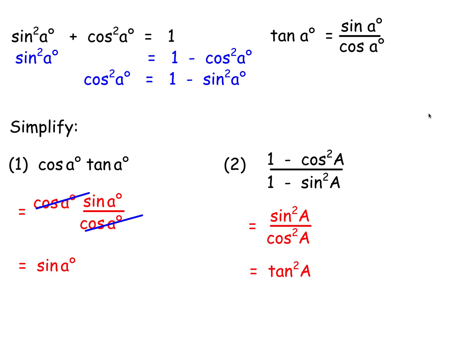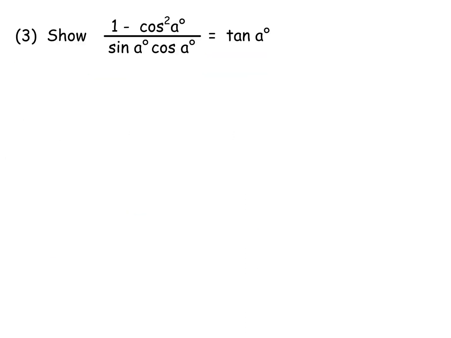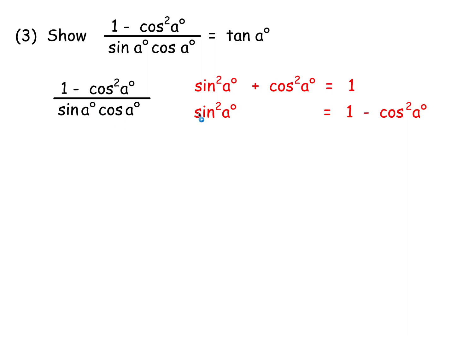So that's simplifying. We'll usually meet them as proofs, which is this: show that the left hand side equals the right hand side. So you take the left hand side and you think of your identities, and the only thing here it can get replaced is 1 minus cos squared A, which is sine squared A. That's all you can do. So there's a replacement. So this is using this rearranged form.